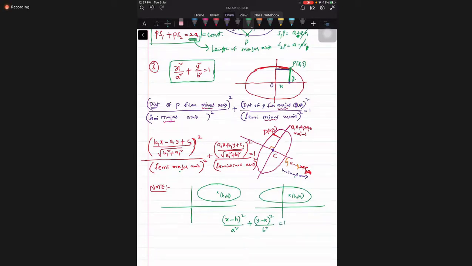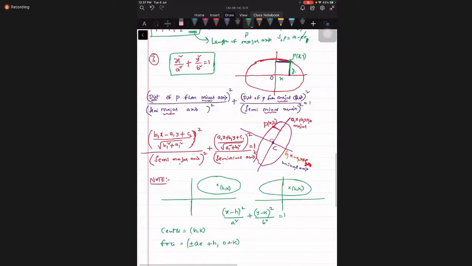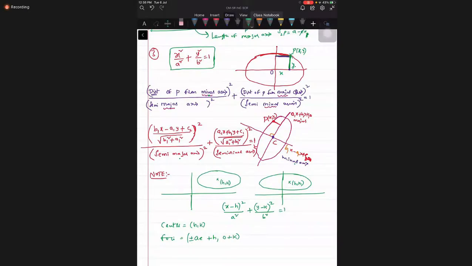It is equal to the shifted form. Now, what is the center here, students? So this center is H comma K, and the foci are plus or minus AE plus H comma K. What are the foci for a normal ellipse? Plus or minus AE comma 0. If the X coordinate is added by H and the Y coordinate is added by K, like the parabola.